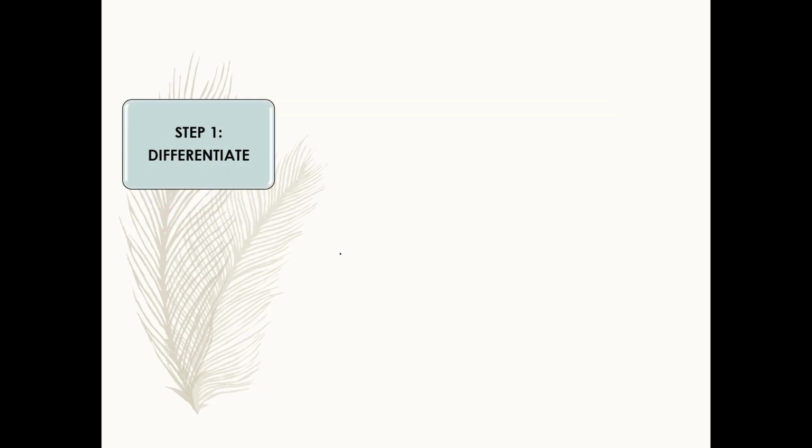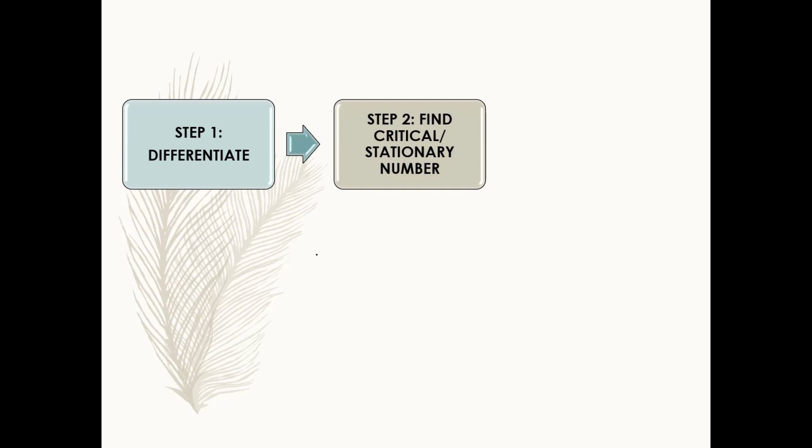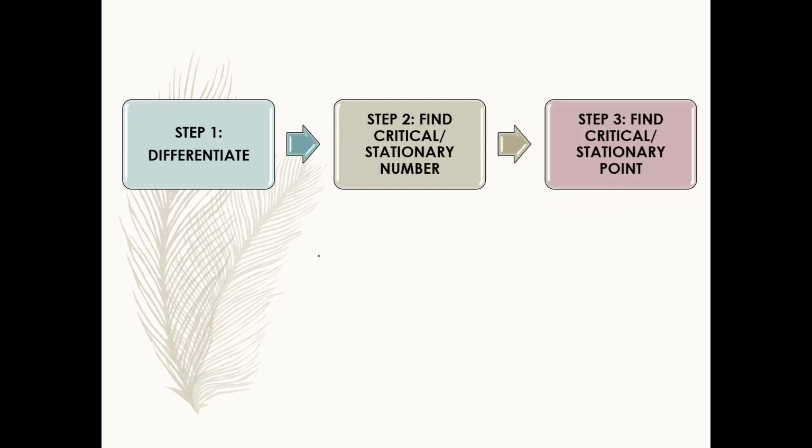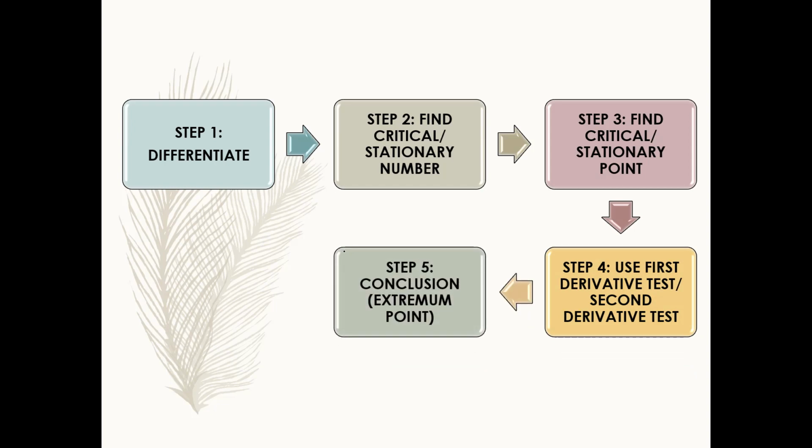Step 1 is you have to differentiate. Step 2 is find critical or stationary number. Step 3 is find critical or stationary point. And step 4 is use first derivative test or second derivative test. And step 5 is the conclusion.